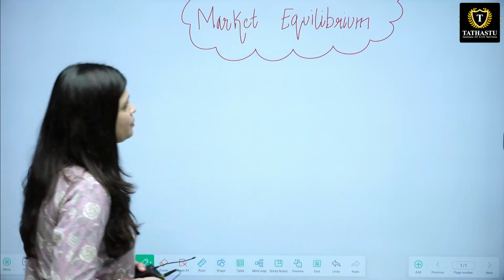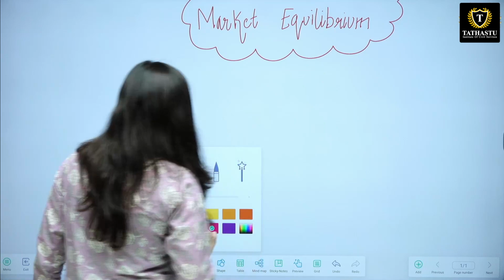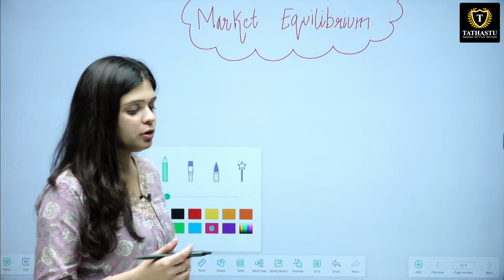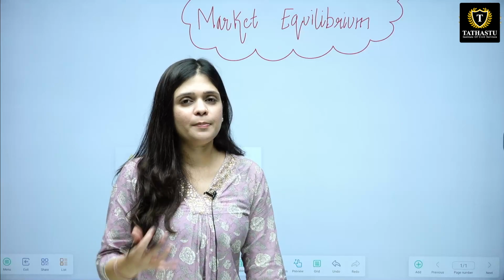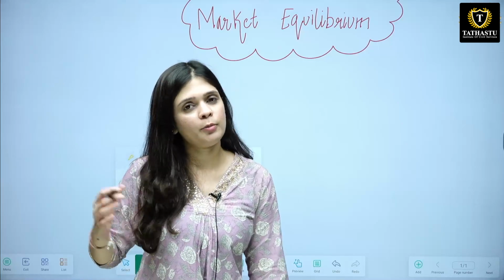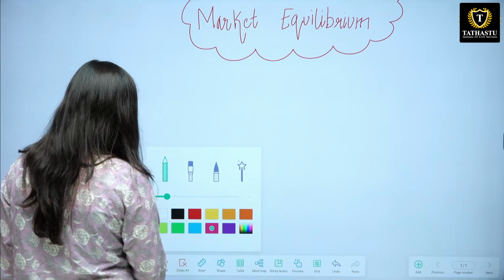Today we will be learning about market equilibrium. What is market equilibrium? In the previous few lectures we have studied about law of demand, law of supply, how the curve is downward sloping and upward sloping and how it works. Let us talk about both of them working together in a market.